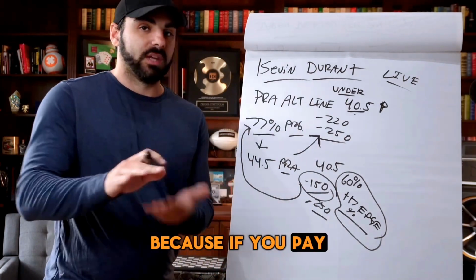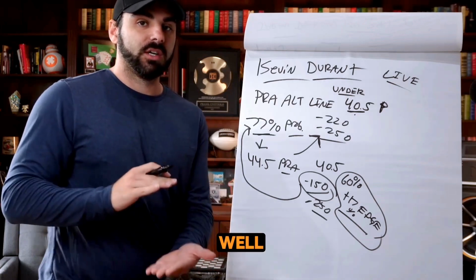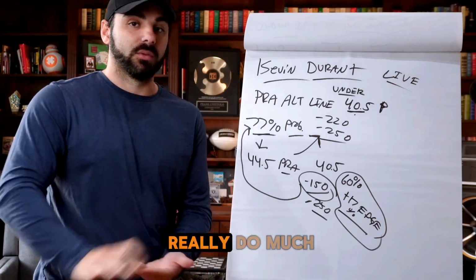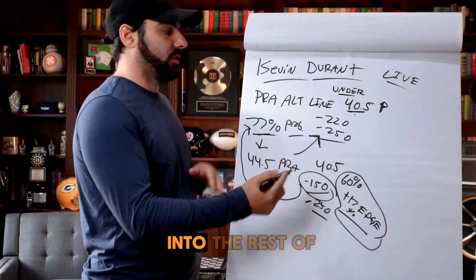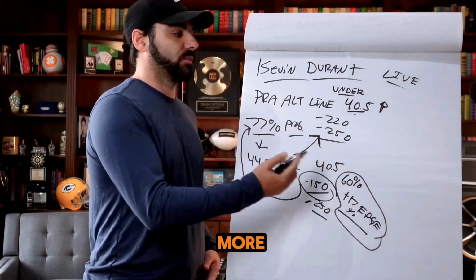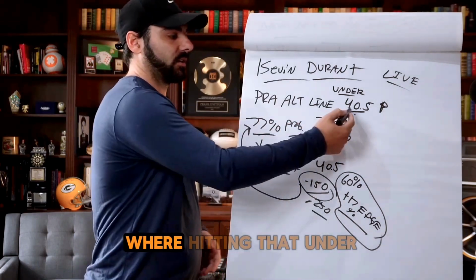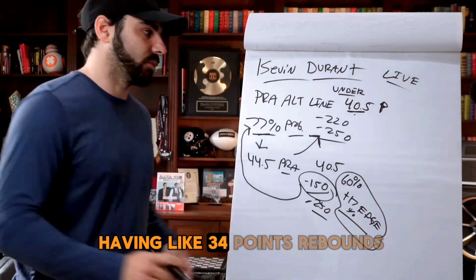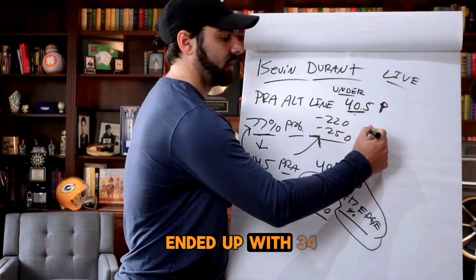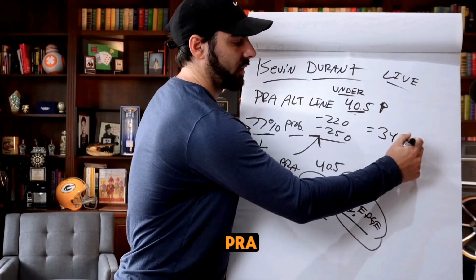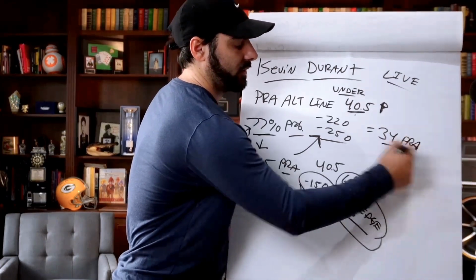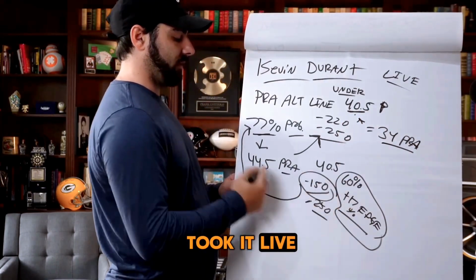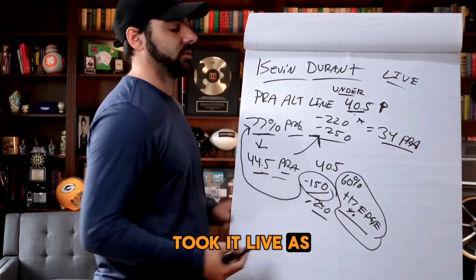Because if you pay attention to how they play their minutes, you can see he gets a small opportunity in the second quarter to come in and do a little bit, and he didn't really do much. So then we're going into the rest of the game. It didn't fluctuate too much more. He got back on track to hitting that under 40.5, and he ended up having 34 points, rebounds, and assists. So he ended up with 34 PRA, which won this play if you took it live.